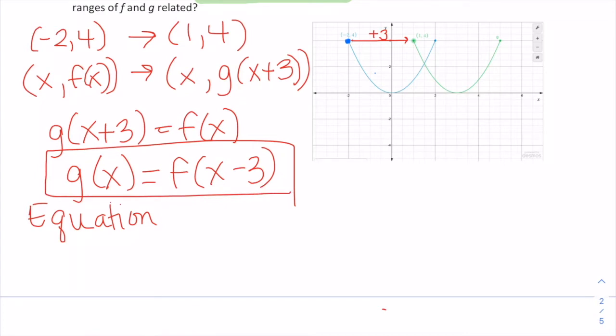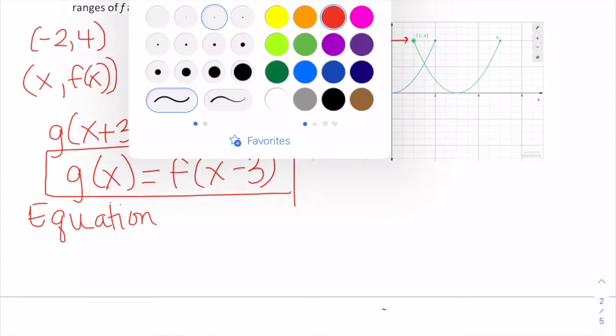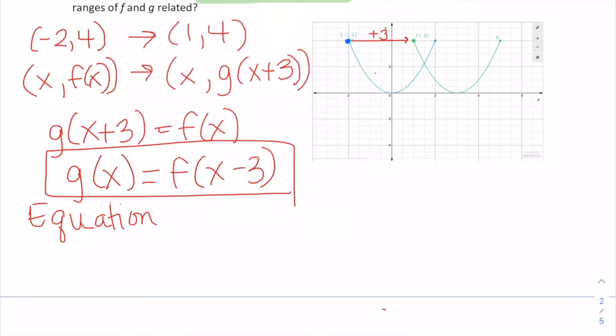Okay, so when we look at that domain and range, the domain definitely switches. The domain is going from -2 to 2 for f of x.